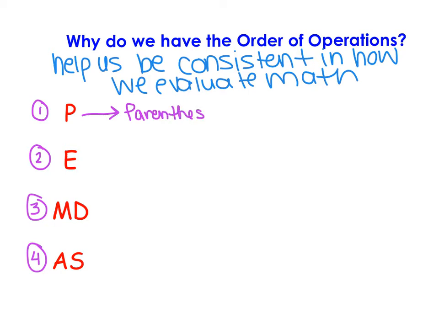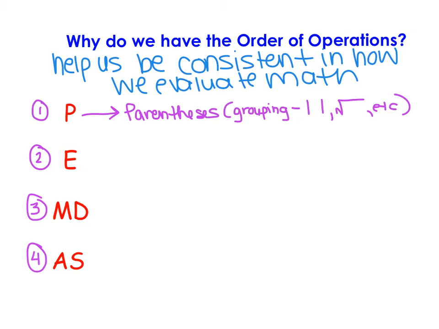inside of parentheses first. Now, parentheses can be any sort of grouping device in math. So this could be the absolute value symbols, this could be something underneath a square root, etc. Anything that groups items together, we need to perform what's inside of that grouping or inside of those parentheses first. So whenever we look at a math problem, we look at the parentheses.